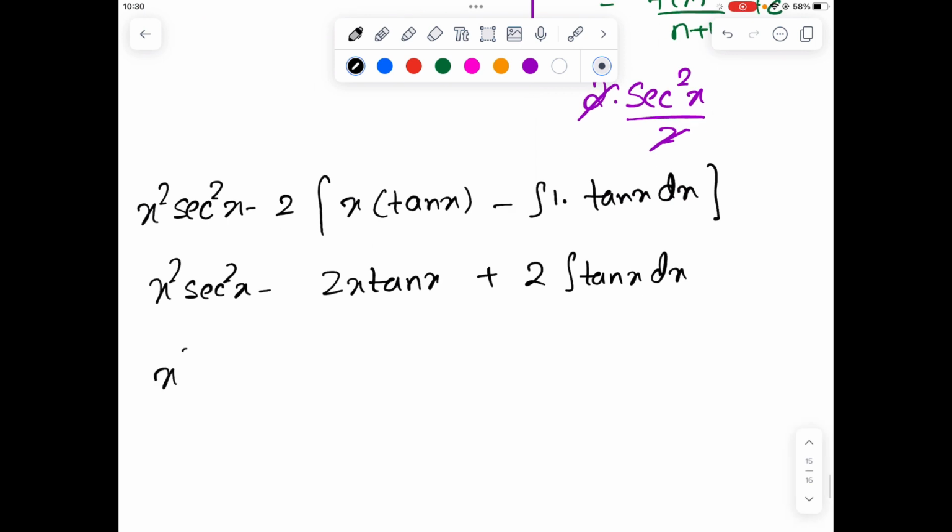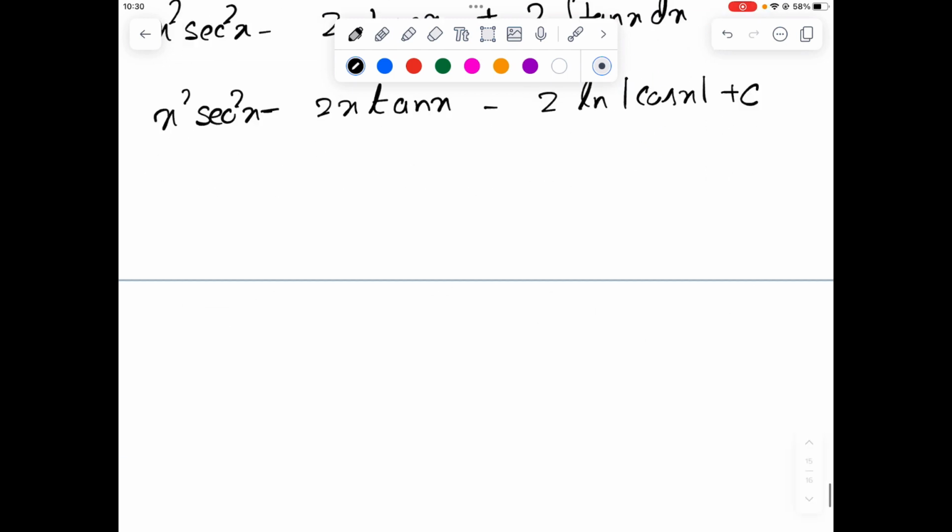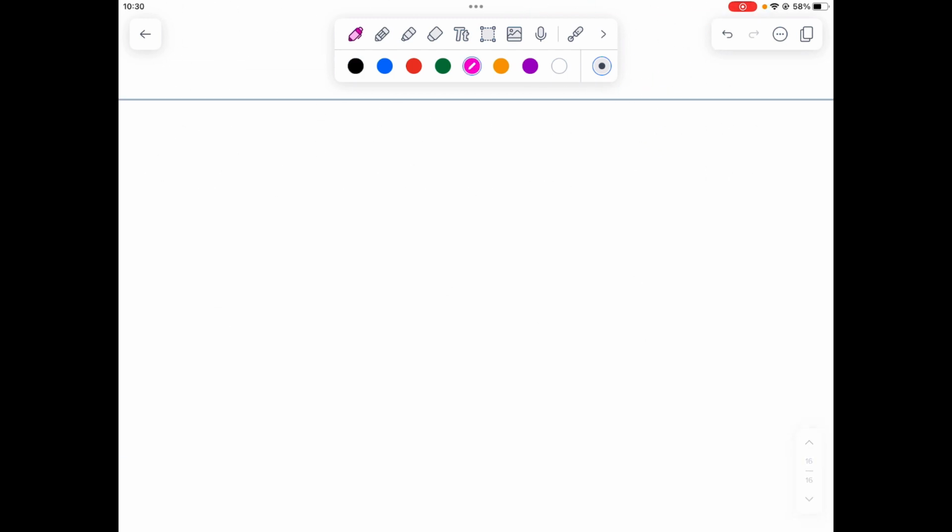We have done that in the earlier part of this video. Tan x integral is negative ln cosine x plus c. This is going to be the answer. Now the next few questions we will do with the limits. So the highest level, limits.